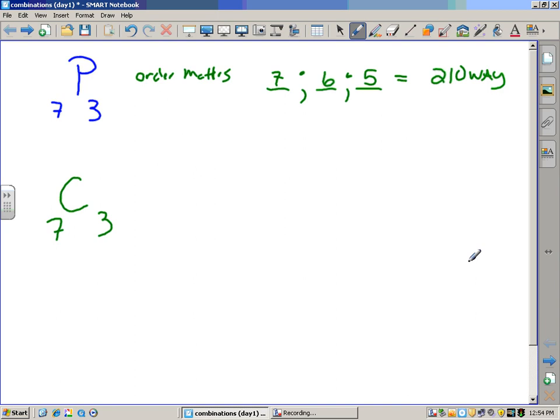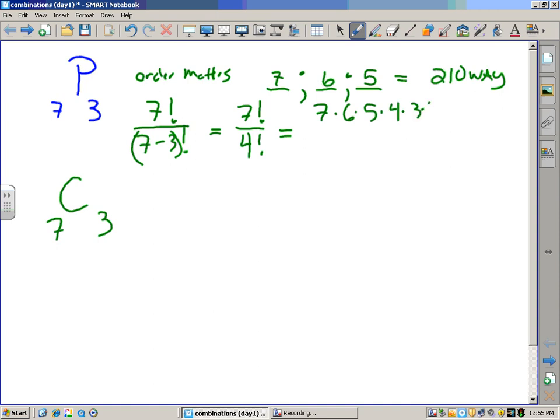And as you do this, 7 factorial over 7 minus 3 factorial. You've got to be careful that it's not 7 factorial over 3 factorial. That's not true, because that would give us 7 times 6 times 5. What that would give us here is 7 factorial over 4 factorial. And why does this come out to be the same thing? I chose a problem where I could show you how it cancels. The 4, the 3, the 2, the 1 are going to cancel, leaving you with just that.